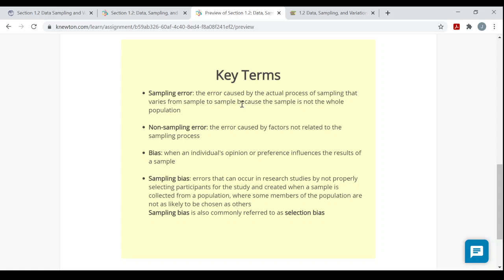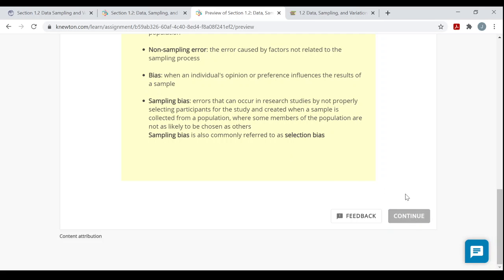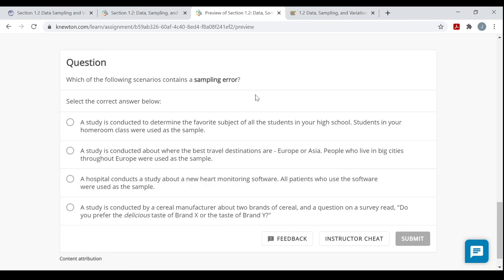All right, and I've already read all these. Sampling bias, sampling error, non-sampling error. Okay, now let's continue into the questions. Right. So here's which of the following scenarios contains a sampling error. All right, so now it says select the correct answer below. All right, only one. So let's read them. A study is conducted to determine the favorite subject of all the students in your high school. Students in your homeroom class were used as a sample.